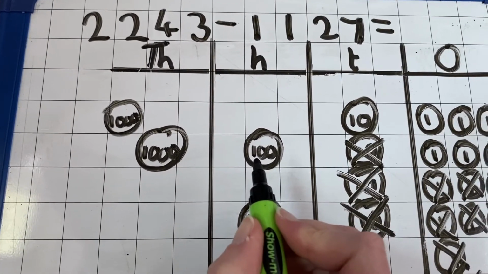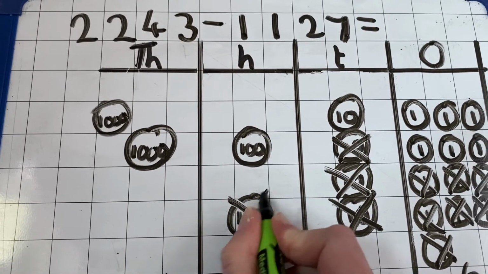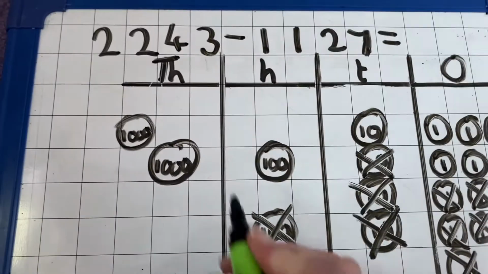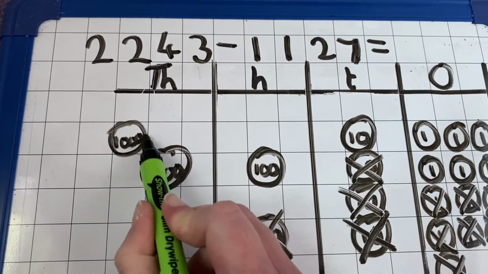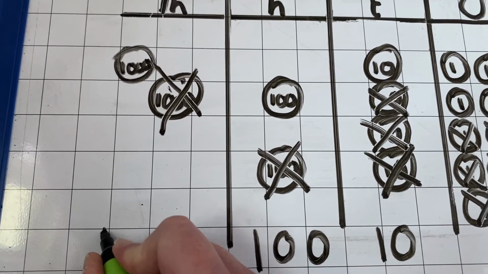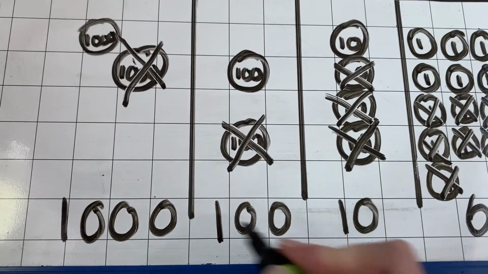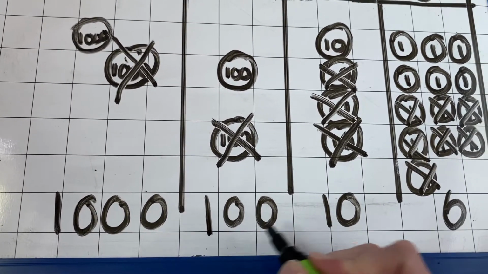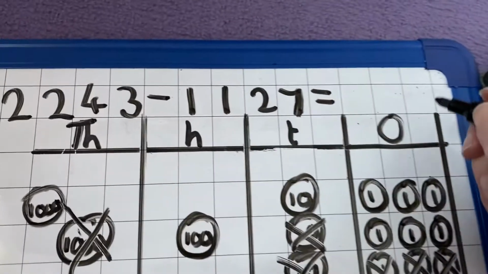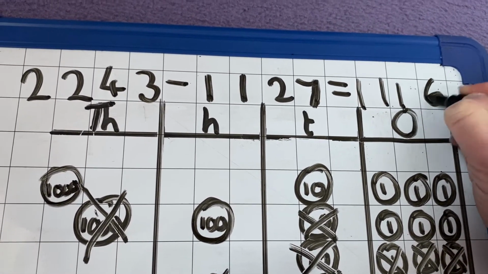I need to subtract 100 from my 200, leaving 100 left. I need to subtract 1,000 from my 2,000, leaving 1,000 left. I now have 1,116. So my answer is 1,116.